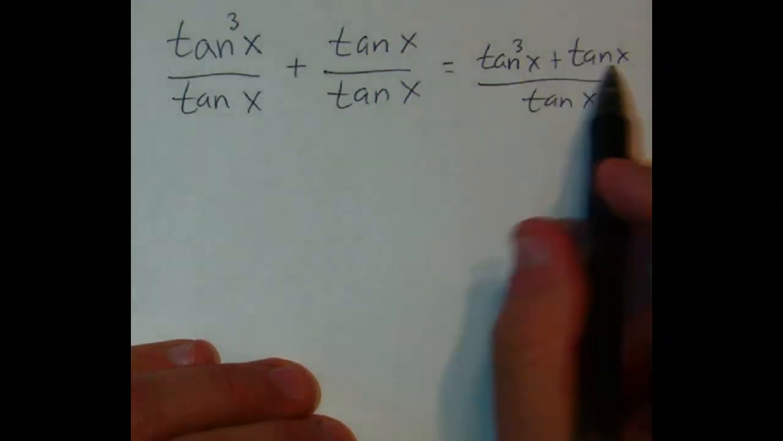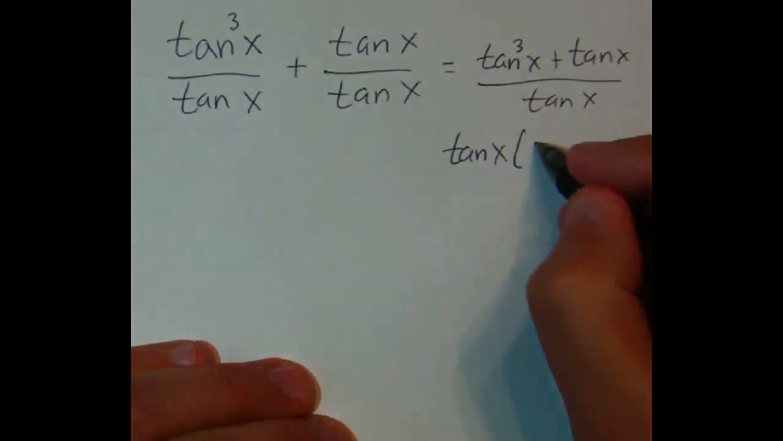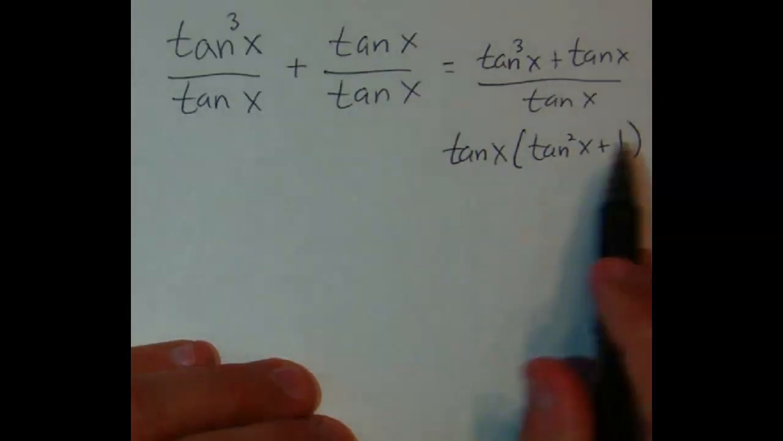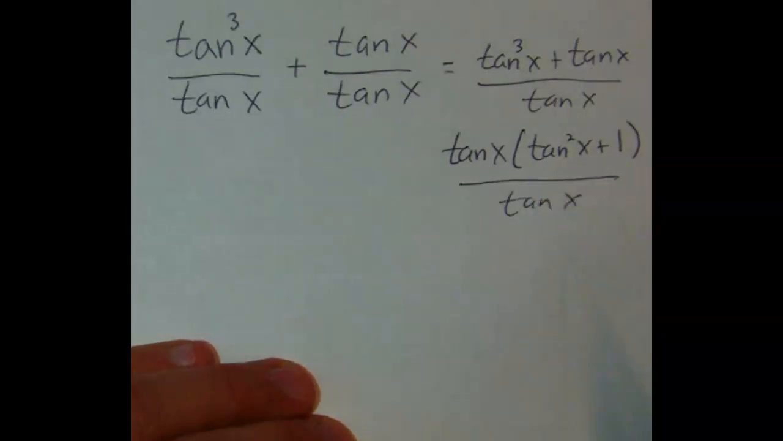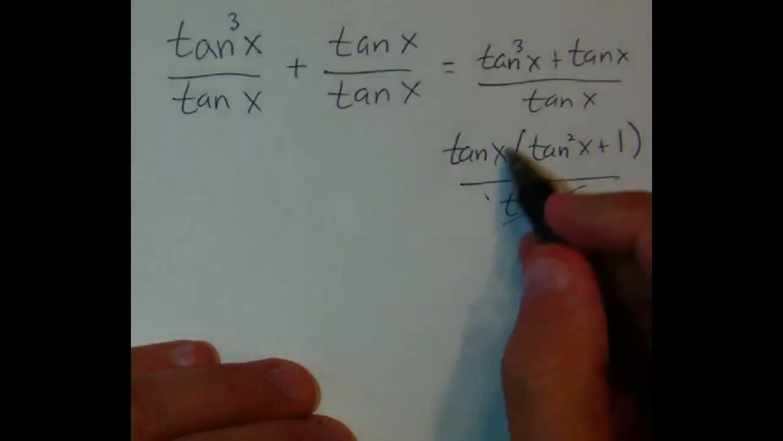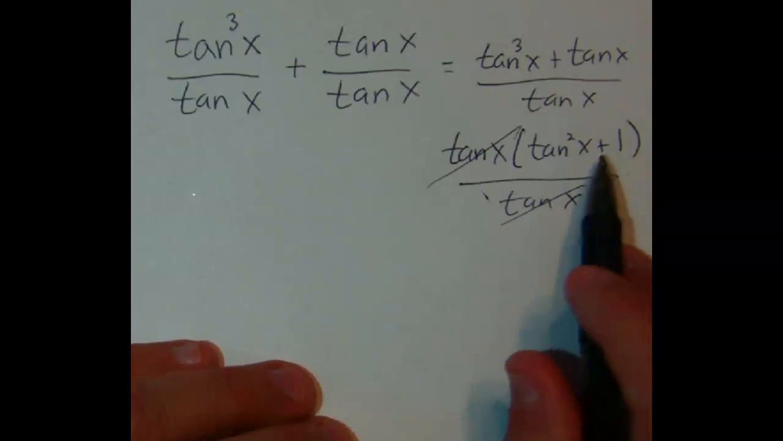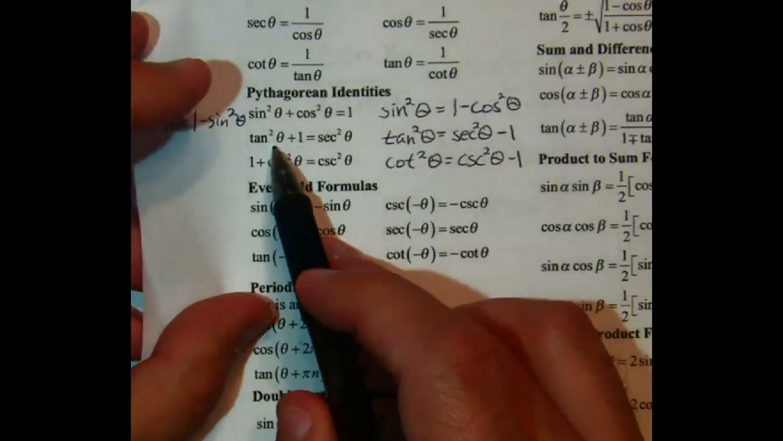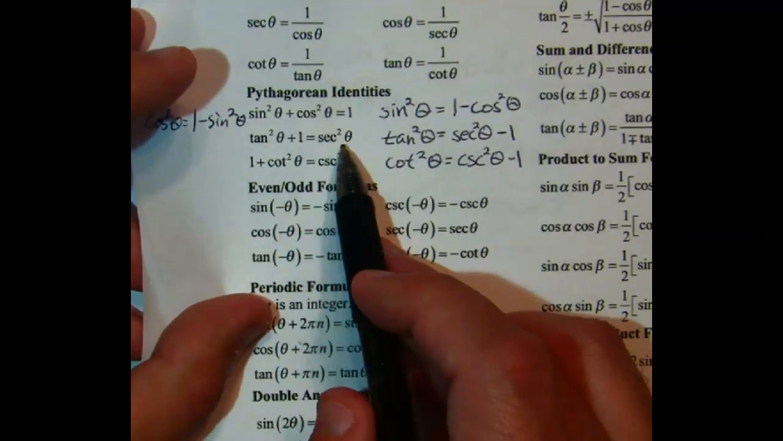Factor out a tangent x up here on top, so that gives you tangent x times tangent squared x plus 1, because tangent x times 1 is tangent x, all over tangent x. Notice how tangent x cancels out. Now remember, we can't have that extra 1. This is an identity. So we need to go to our identity sheet and find tan squared x plus 1. And here it is, tan squared x plus 1. That's equal to secant squared x.